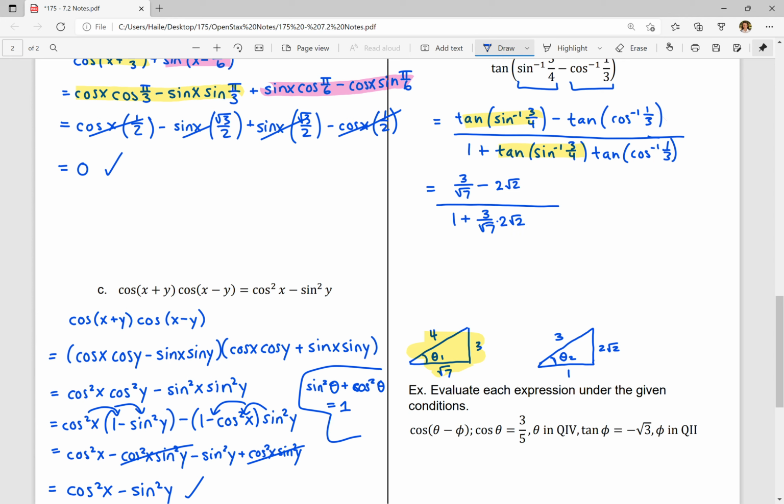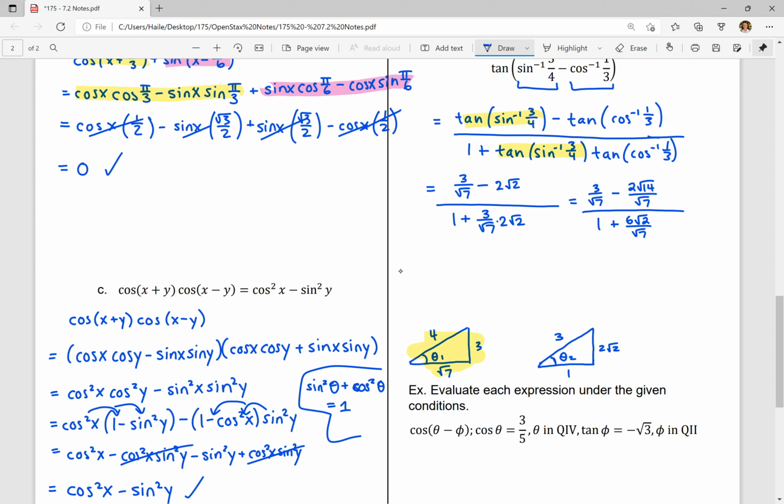And then I need to simplify this complicated fraction. On the top, we can get a common denominator, which would be square root of 7. So we have 3 over the square root of 7 minus 2 times the square root of 14 over the square root of 7. We got that square root of 14 because we had to multiply square root of 7 on the top. And then on the bottom, we're going to have 1 plus 6 times the square root of 2 over the square root of 7.